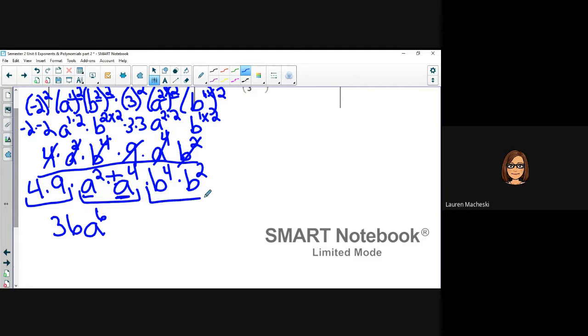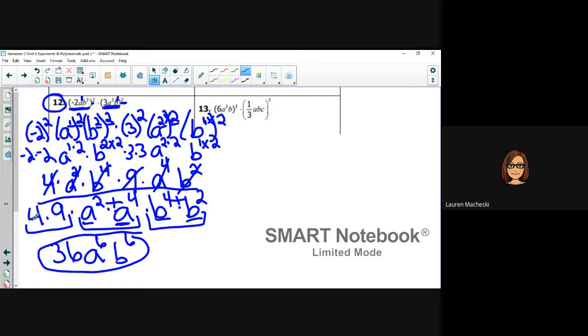Same thing here, B to the 4th times B squared. I keep the base of B. I have 4 B's and 2 B's, so I have 6 B's. So 36, A to the 6th, B to the 6th. Show your work, so important. Because then if you accidentally get something wrong, you can go back and see in your work. And usually within your work, you can figure out where you made your mistake, and then it helps you make sure you don't make that same mistake again.